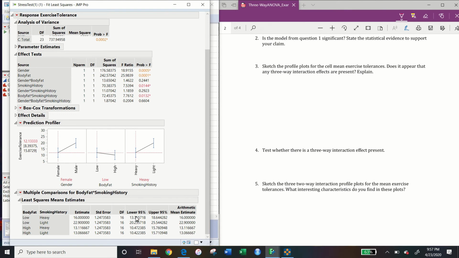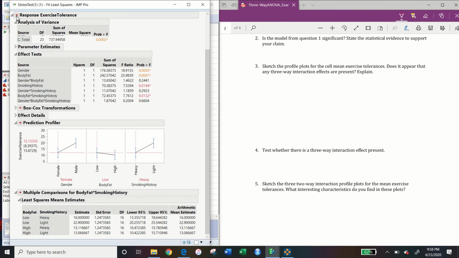Those are insignificantly different. So by looking at this, we can see that the low light is significantly different than the low heavy, the high heavy, and if we look at the high light, those three are insignificantly different from each other. Low light, in this case, would be the best level combination.